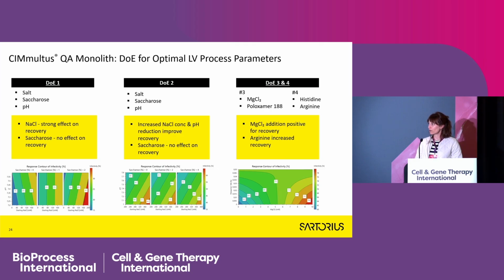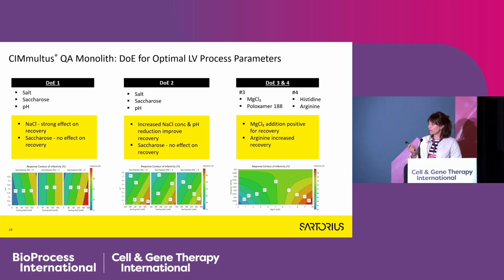We checked for additional salt concentrations, even higher. We checked for also even higher concentrations of saccharose. And from study 1, we noticed that slightly lower pH than expected works better. So in study 2, we chose to test also lower pHs. And what we found out was that increased sodium chloride concentration and pH reduction improve recovery, and again, that saccharose has no effect on recovery.